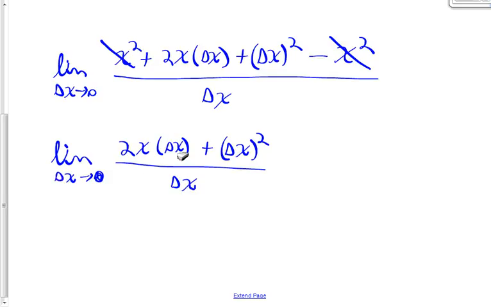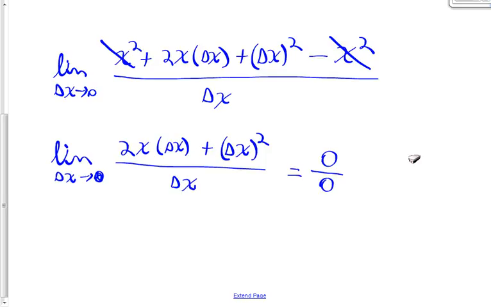If you plug in 0 for delta x here, this term becomes 0. Plug in 0 for delta x here, this also becomes 0. 0 plus 0 is 0, so the numerator is 0. And the denominator, when you replace delta x with 0, is also 0. So I get this indeterminate form. Well, when you get the indeterminate form, you're either going to factor, rationalize, or simplify the complex fraction. In this case, it's a polynomial, so we are going to factor.